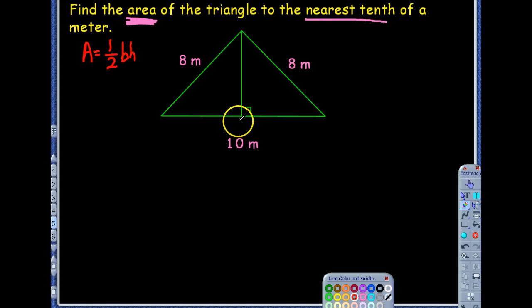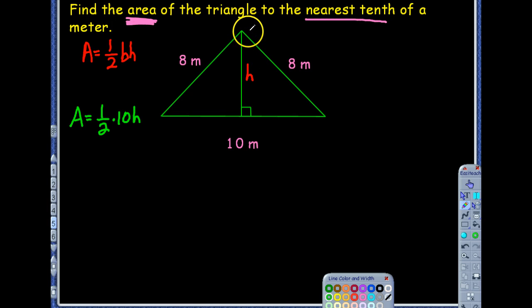So we don't know the height. We know the base is 10. So that's going to be a problem. We don't know the height. Now, does that mean we can't answer this? No, because I'm also seeing that really that height is forming right triangles. So I could use the Pythagorean theorem to find that height, looking at just one of the halves of that triangle.